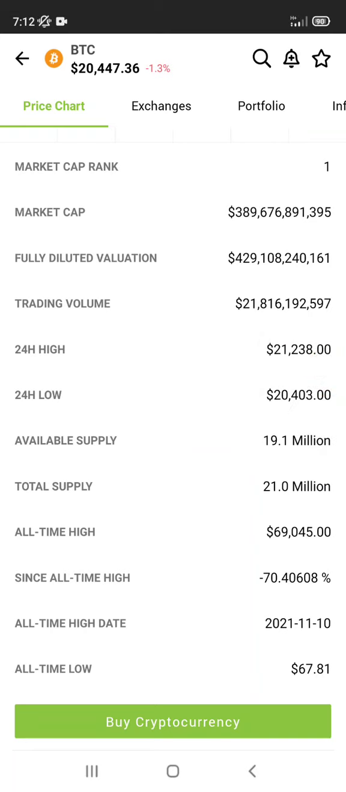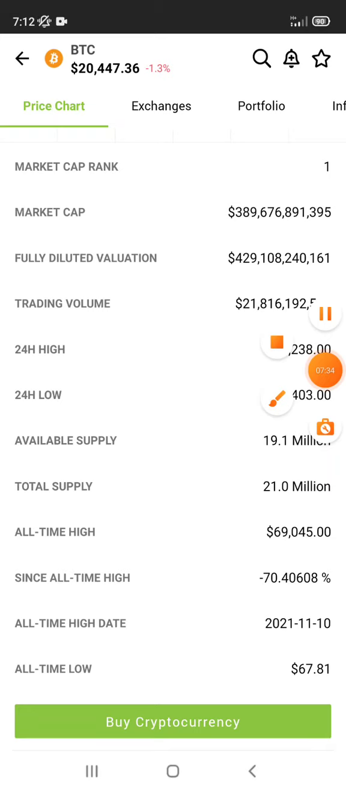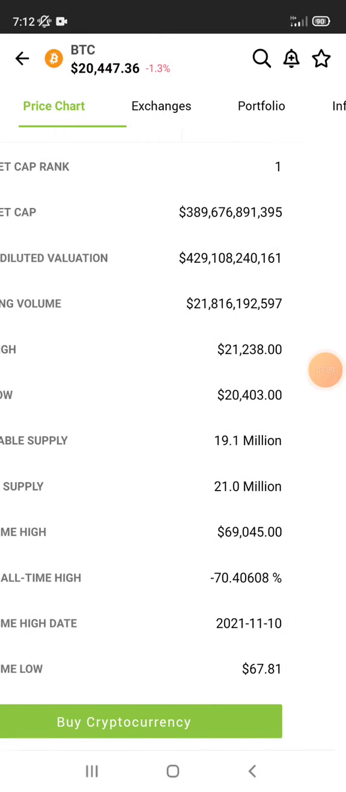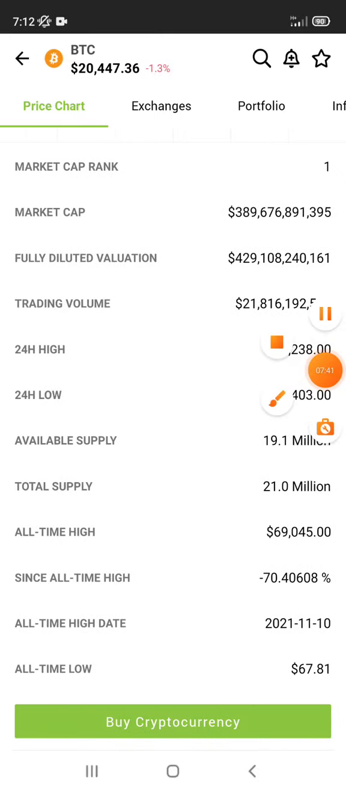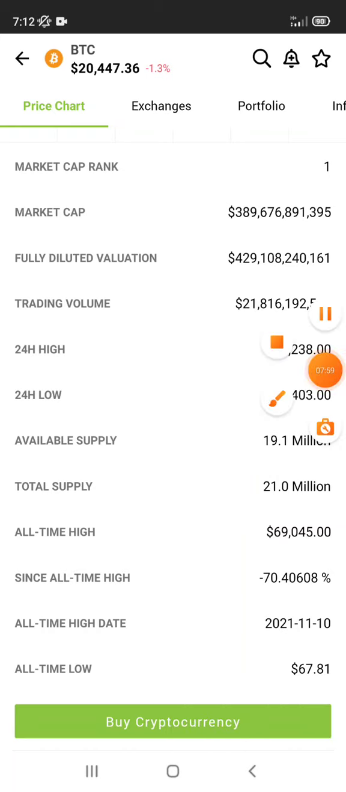Then total supply means all the amount of Bitcoin that will be brought out or that will be mined. Available means the one that is just available, that has been mined already. Then total means the whole amount of Bitcoin that will be mined. For example, once miners mine Bitcoin up to 21 million, they will not mine Bitcoin again. This is the highest amount of Bitcoin that will be available in this life. So Bitcoin will not exceed 21 million in this life. So that is that. Then let's go to all-time high.